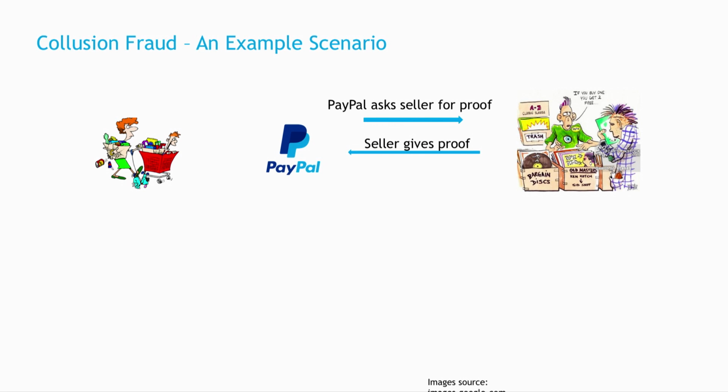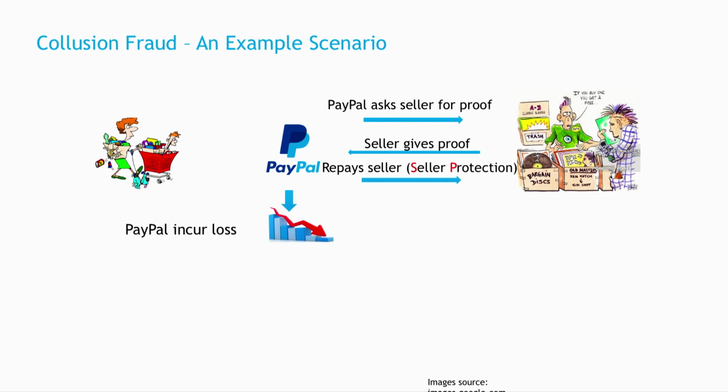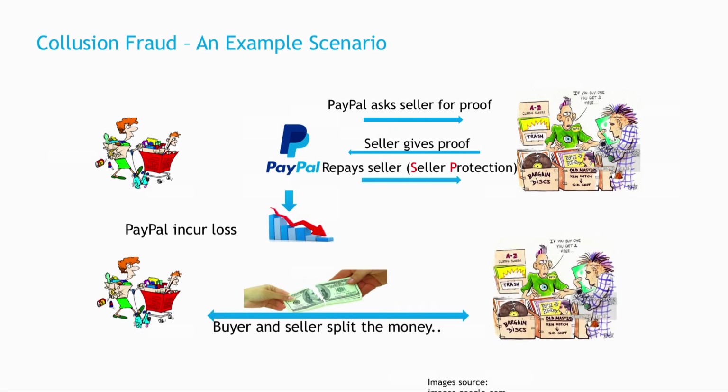The seller gives proof of purchase. In this case, they did mail the shipment, so they have a proof of shipment label, which they give to PayPal. In most cases, PayPal also provides seller protection. Because we have seller protection, we have to pay the money back to the seller. Effectively, this is a lossy transaction for us, because we can't resurrect the money from the seller and the buyer got the money.